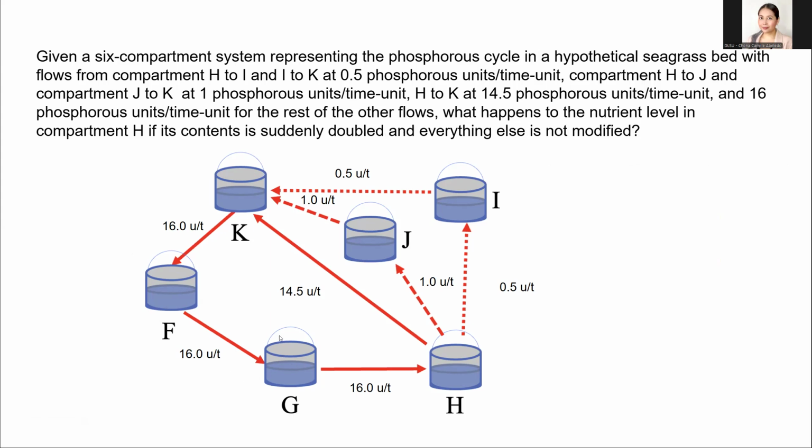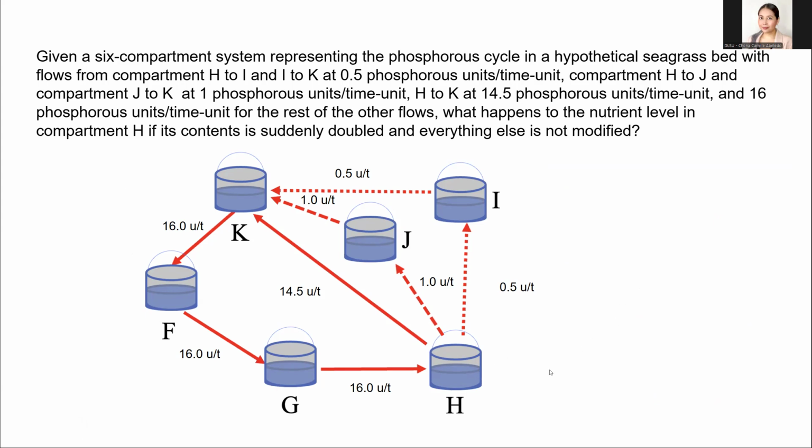So here's the next one. It's still the same system, okay? But what's changed is what happens to the nutrient level in compartment H if this time, instead of cutting it in half, I double it. So, nanalo siya sa loto ng phosphorus. Biglang nag-dump tayo ng phosphorus from the phosphate CSO lottery. But everything else is not modified.